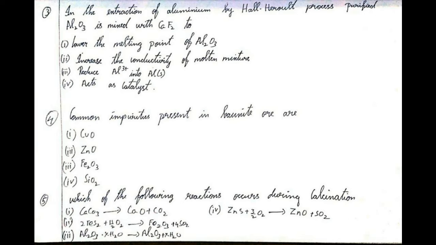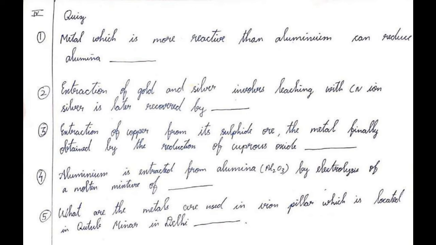Which of the following reactions occurs during calcination? A metal which is more reactive than aluminium can reduce alumina dash. Extraction of gold and silver involves leaching with cyanide ion. Silver is later recovered by dash. Extraction of copper from its sulfide ore: the metal finally obtained by the reduction of cuprous oxide is dash.